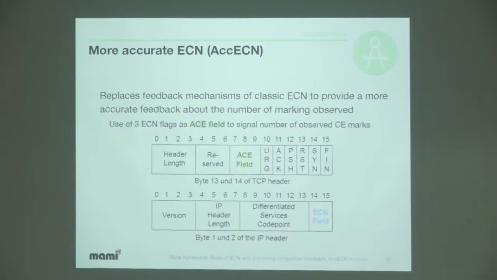Later on, when accurate ECN is successfully negotiated, we don't use those flags anymore. We just use all three bits we have as one field. And this field always reflects a counter of the number of CE packets we've seen. So it's only three bits, it's not that much, but usually you don't see so many ECN markings during one round-trip time. So even if a couple of ACKs get lost, this should still be accurate enough to give you the right information.